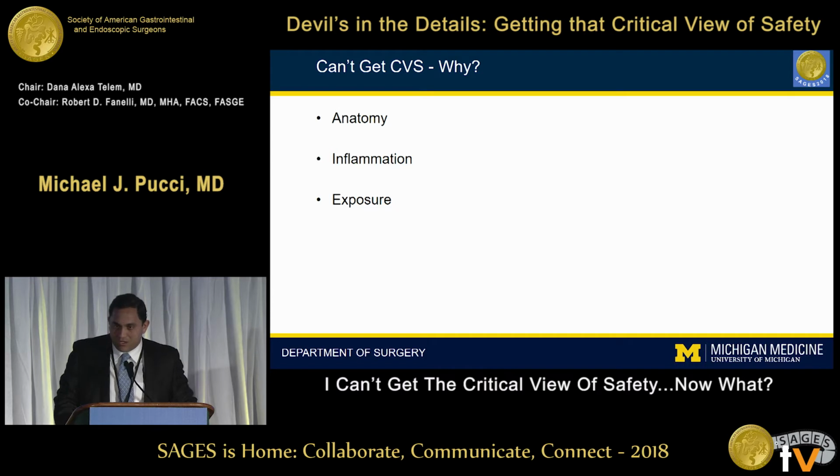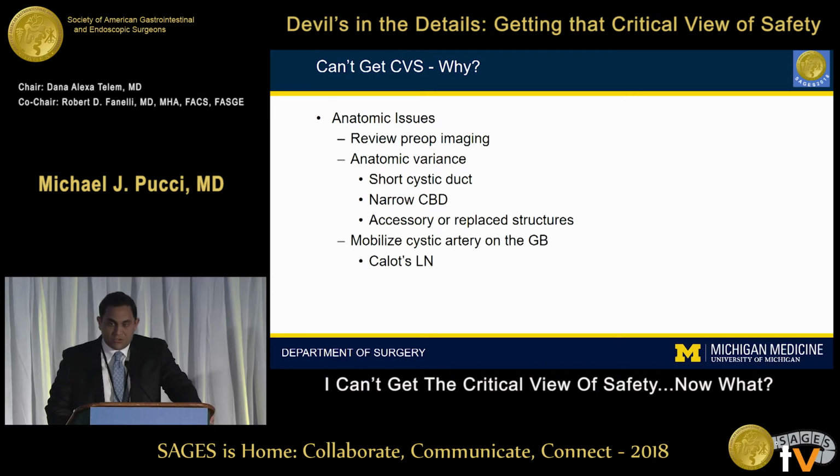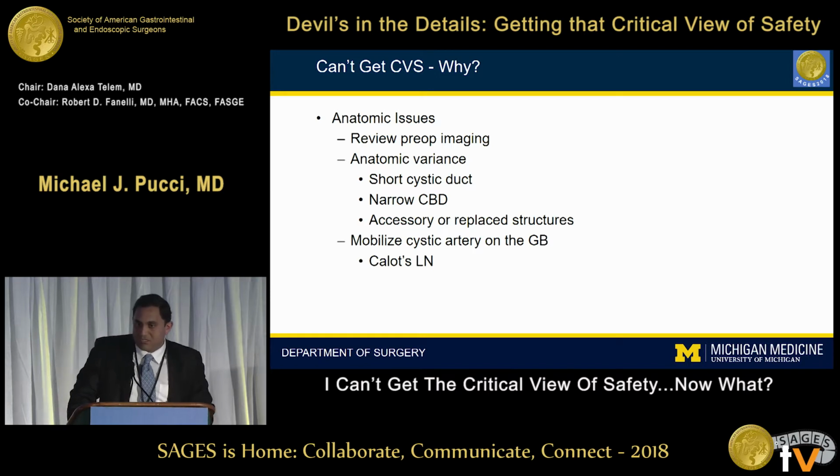And I think it's important to think about why that might be. I think about this conceptually with three different domains. First of which is any sort of anatomic issues. We've touched on a lot of this already, but it's very important to review preoperative imaging that you might have, and anatomic variants. A short cystic duct or a narrow common bile duct can both be confusing in terms of the biliary anatomy. Of course, accessory or replaced structures can confuse the picture as well.